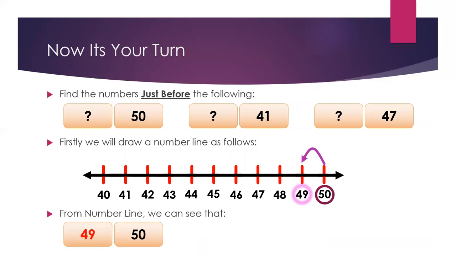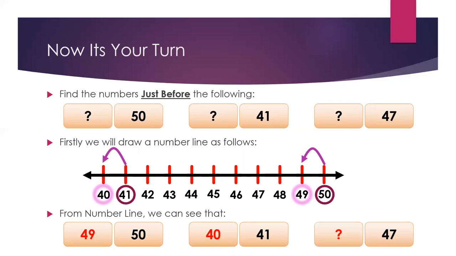So move on to the second question. What is the number before 41? So here we can mark the number 41 on the number line. Here is the number 41, and if we jump one position towards left, the number before 41 is 40. Now here is the third question. Here we are having the number 47, and the number before 47 is 46. The number before 47 is 46.